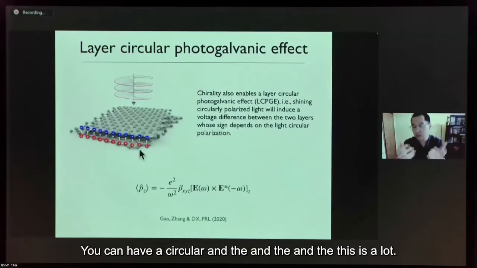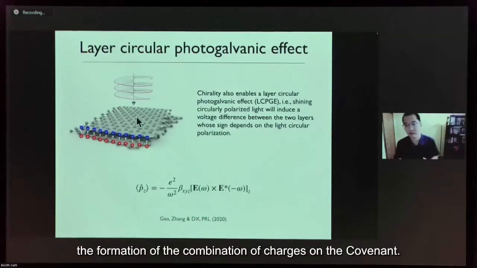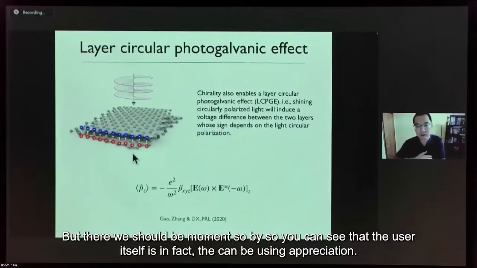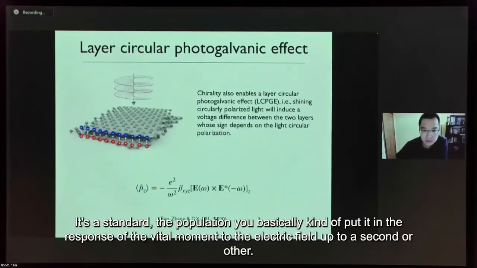Of course, we know that in bulk crystals this is called CPGE, where you should get a perpendicular current. But in a bilayer system it makes more sense to talk about the accumulation of charges on the top and the bottom layer, which gives you a dipole moment. So you see that the existence of this effect can be easily appreciated just using symmetry arguments. But to do the calculation, it's a standard perturbative calculation. You calculate the response of the dipole moment to the electric field up to second order.